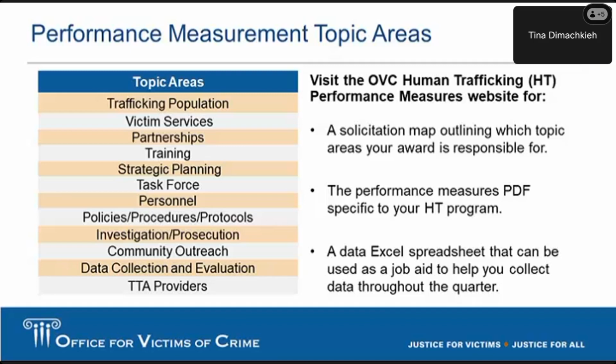Our grantees also have access to a data Excel spreadsheet that is a job aid for grantees to help them collect data throughout the quarter. This job aid is very important for any grantee that does not have a data collection mechanism or tool in place that they are using throughout the quarter. They can take the job aid and tailor it, make sure that it only includes the topic areas that apply to their award, and add the data quarterly to that job aid before they transfer it into the right system. All of this information can be found on the OVC Performance Measurement webpage, and we will be providing links to that webpage later on in our slides.